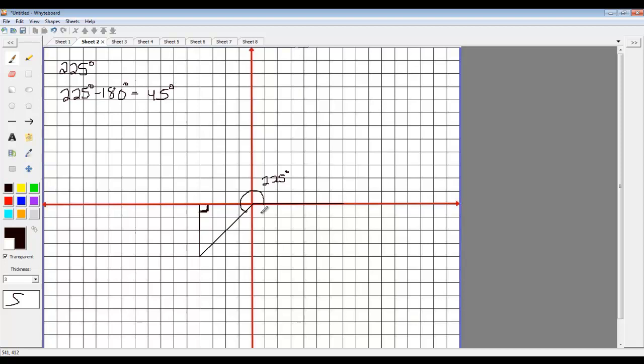In this case, it would end up being 45 degrees. So this angle right here is 45 degrees. And we know that this is 45 and this is also 45. And that's our 45-45-90 special right triangle that we've worked with before.